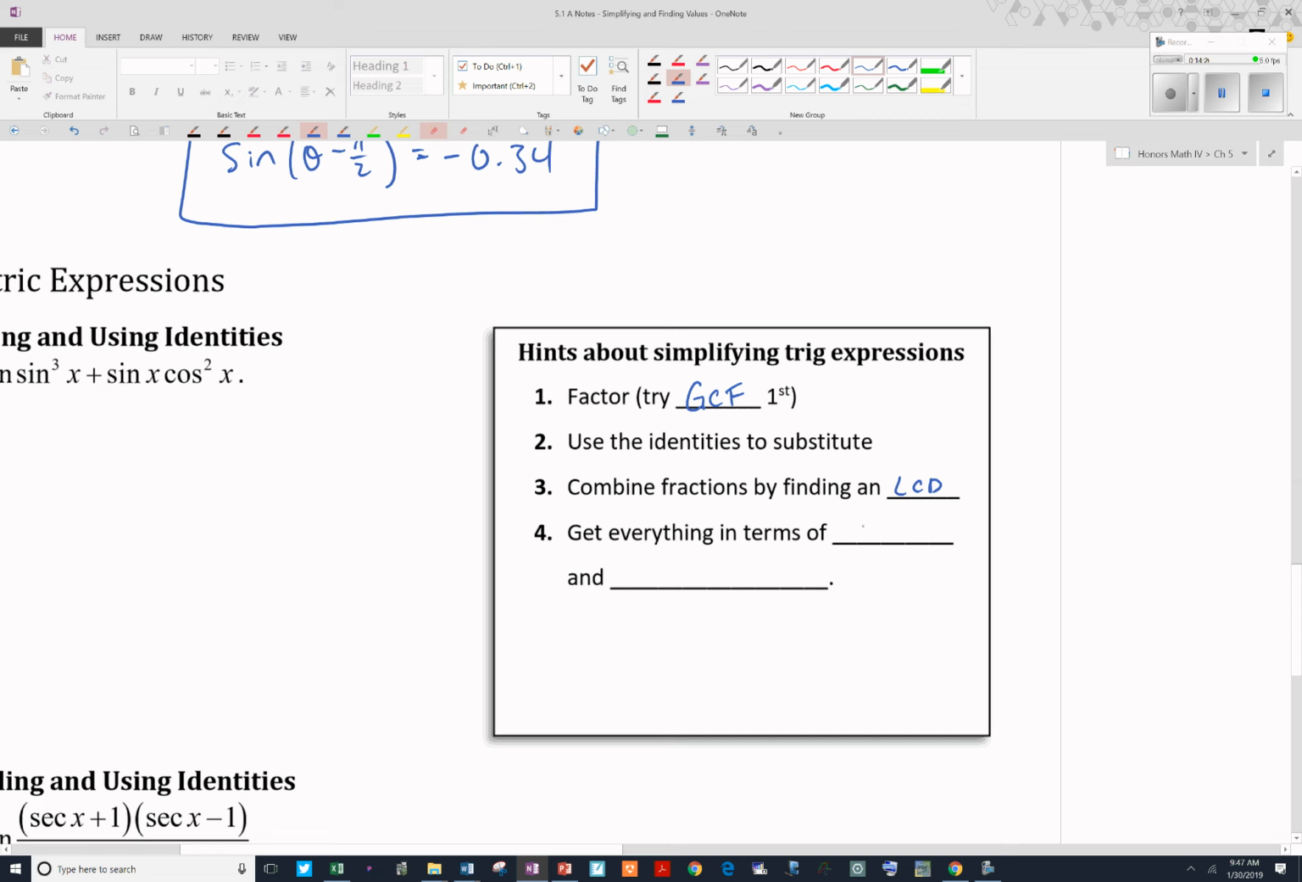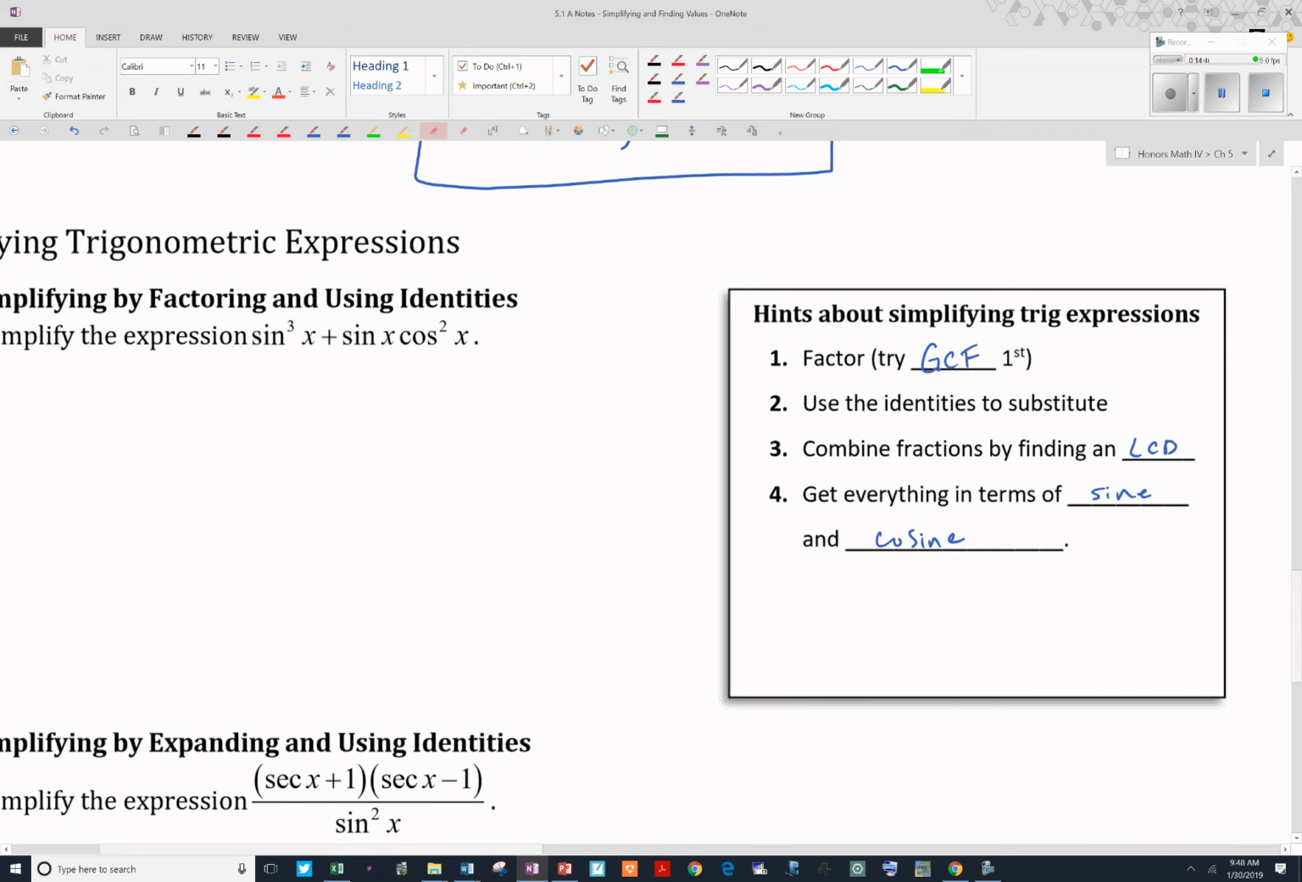And a big one is to get everything in terms of sine and cosine. That's because all of the trig functions can be written somehow in terms of sine and cosine. So if you can do that, then it makes these things easier. You can then have common denominators. You can be able to factor a little bit easier. So that's often a good thing to do.